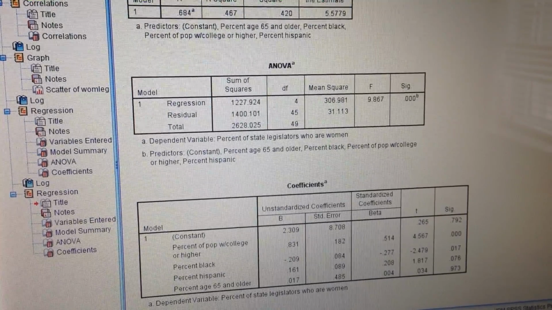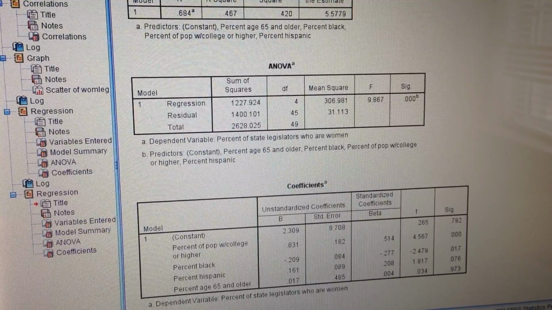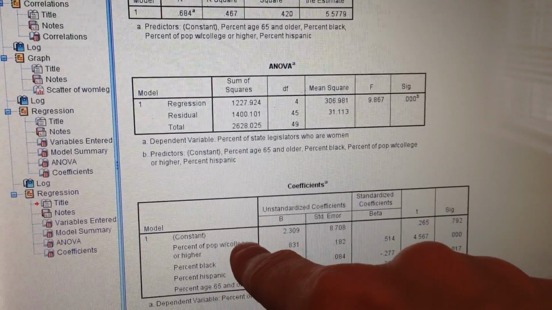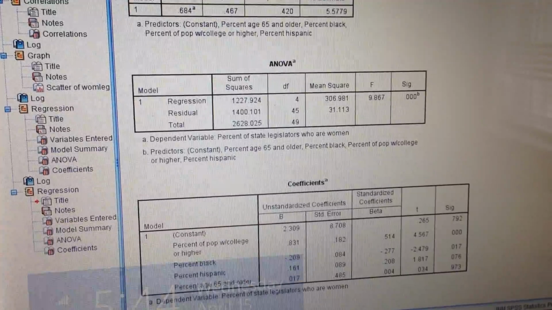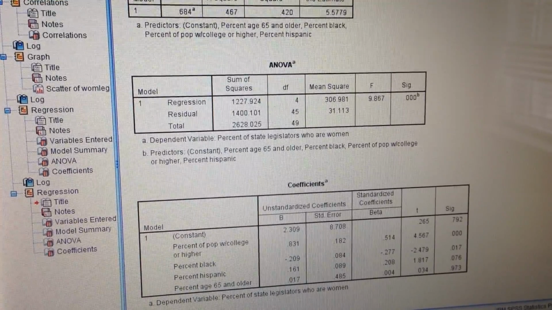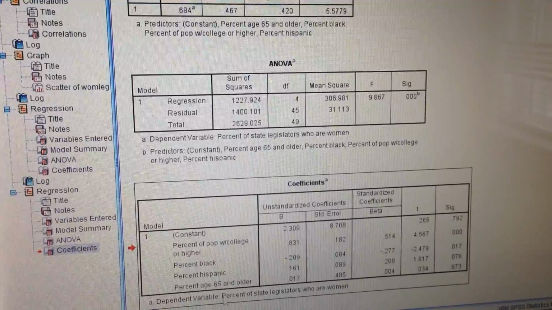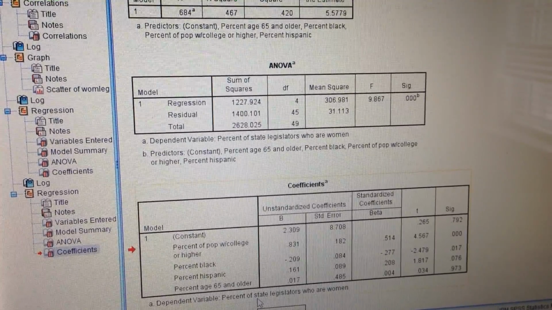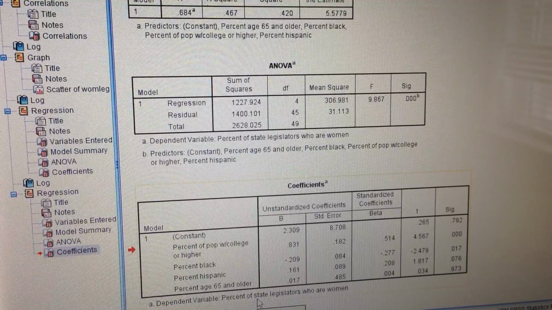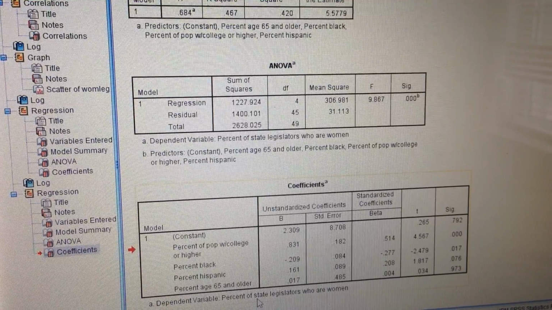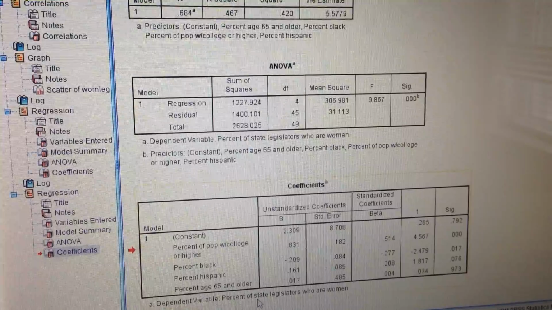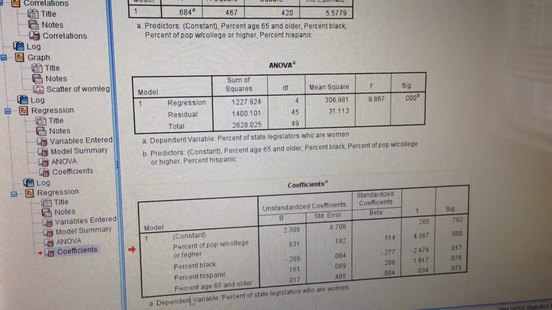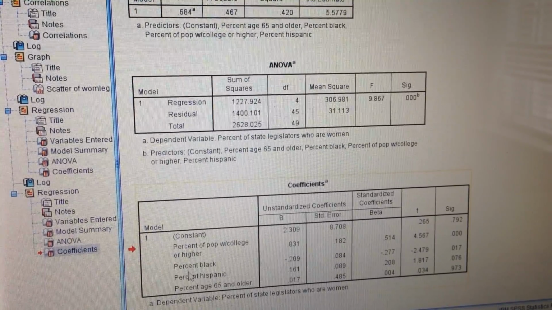What is omitted variable bias? What we're trying to do right now is predict, scroll up so we can see it, oh yeah, there's the dependent variable. We're trying to predict the percentage of state legislators who are women. The only stuff that we are controlling for, the only stuff that we are testing, are these 4 variables that are in the model.